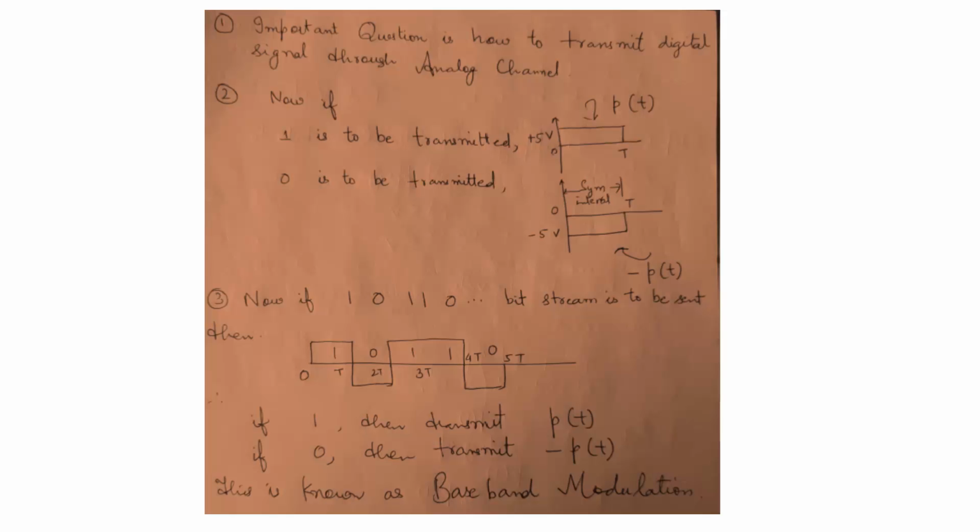Or we can also say that it is pulse amplitude modulation. I will come to that in the next slide. This will be particularly known as baseband modulation, since we are not multiplying it with a carrier signal, a carrier waveform, a high frequency signal, at present. We are using a baseband waveform, which is PT for 1 and minus PT for 0.